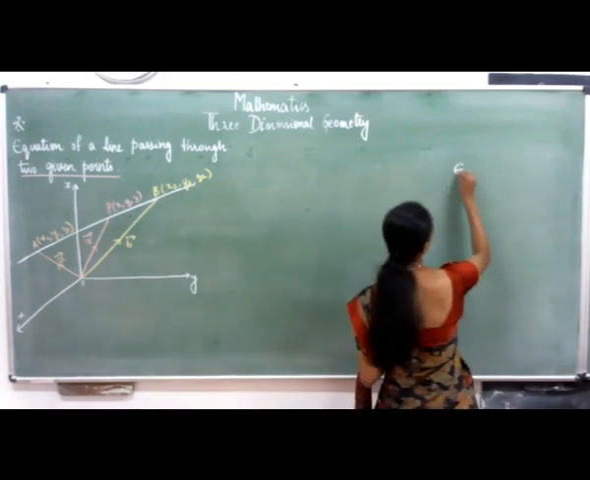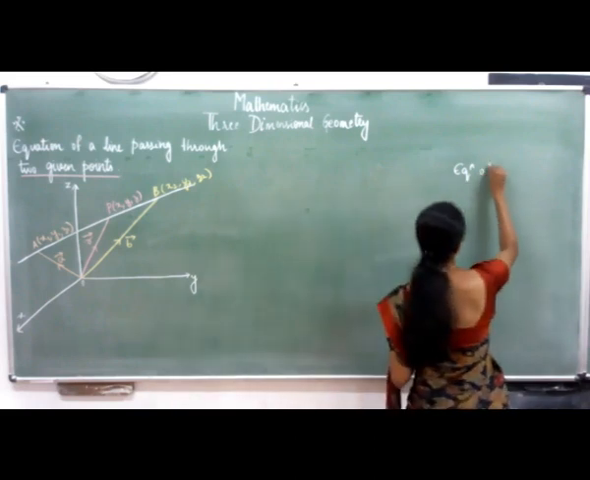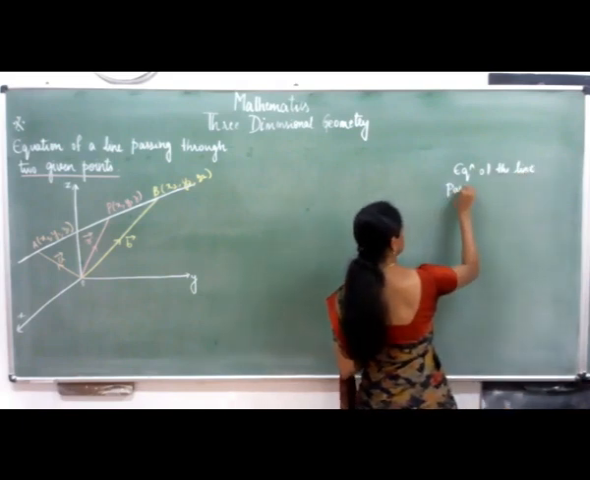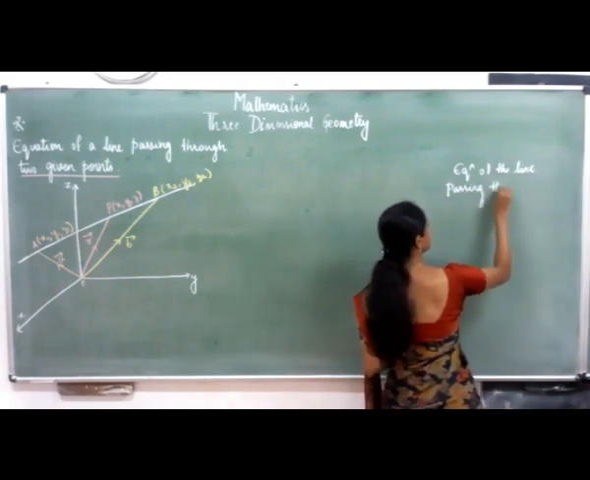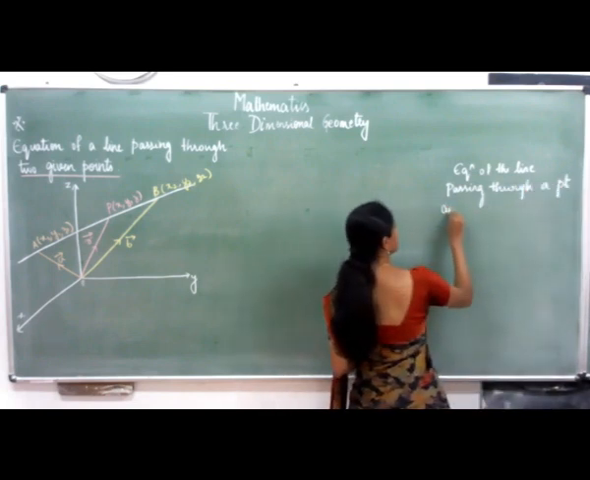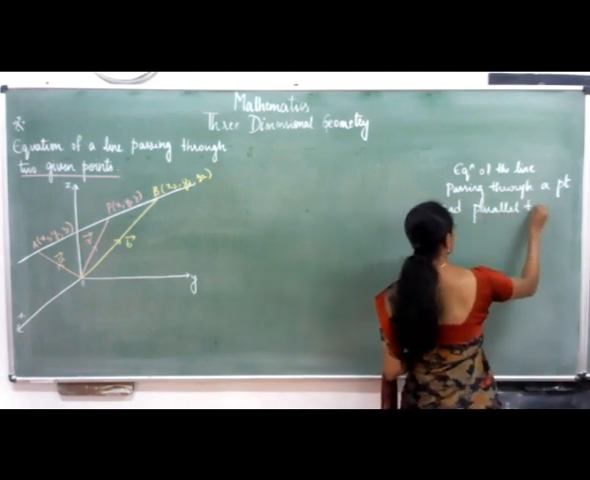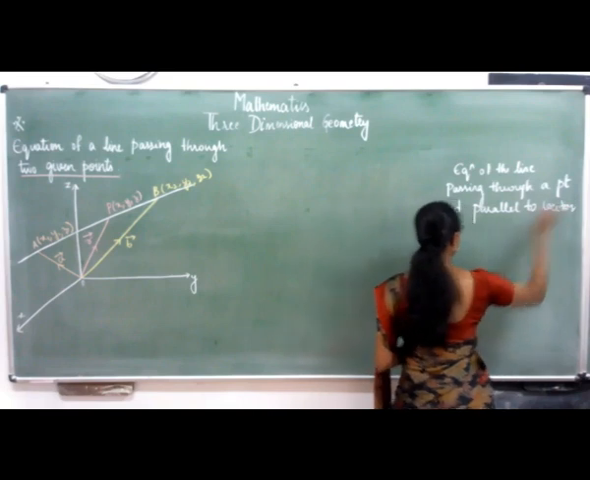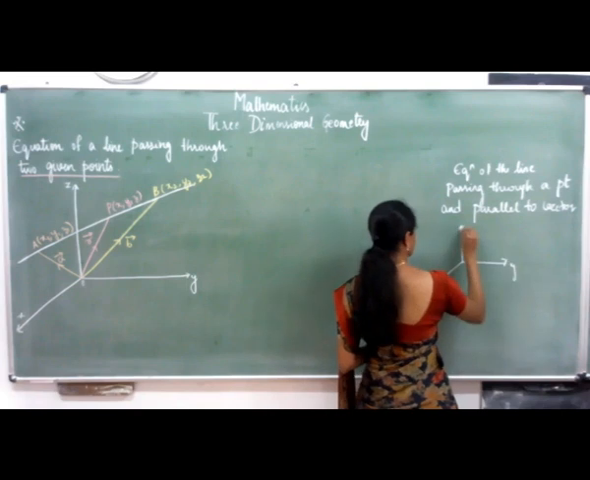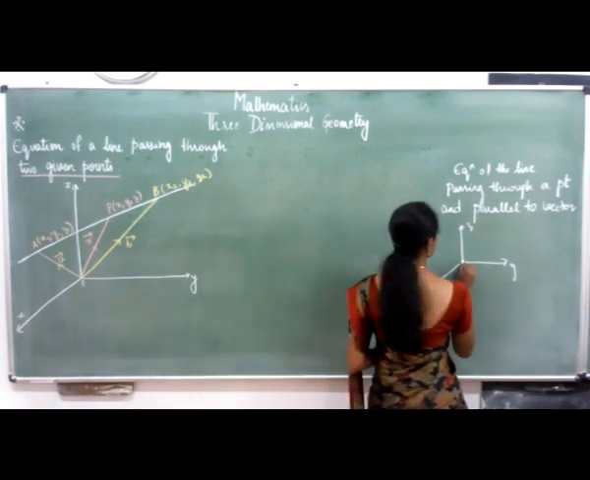In the previous class, we derived the equation of the line passing through a point and parallel to a given vector, parallel to one vector. We were deriving the equation of a line in three-dimensional geometry.